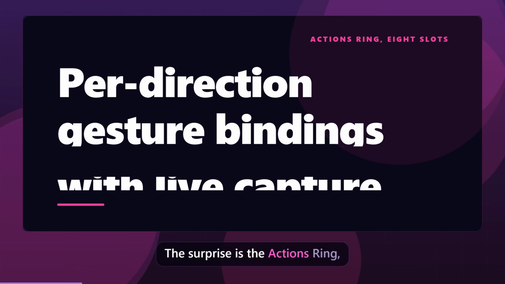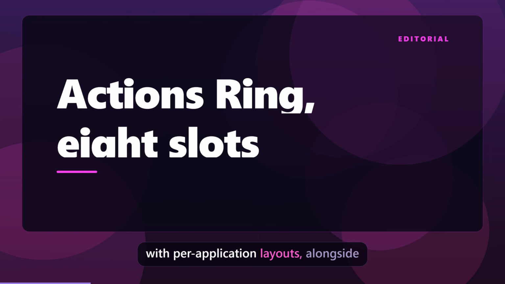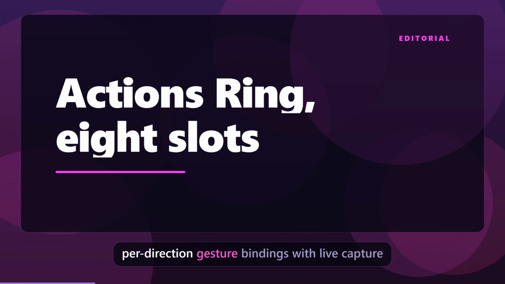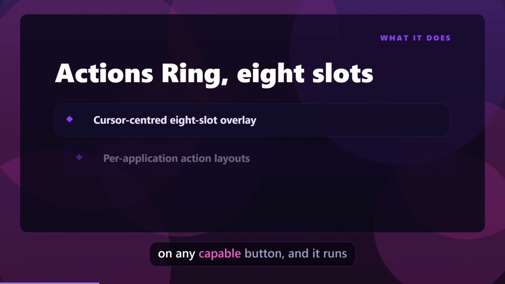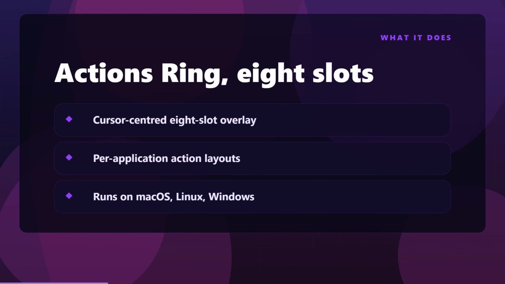The surprise is the Actions ring, a cursor-centered, 8-slot overlay of actions with per-application layouts, alongside per-direction gesture bindings with live capture on any capable button, and it runs on macOS, Linux, and Windows.